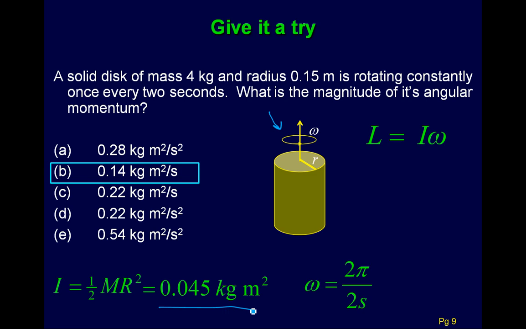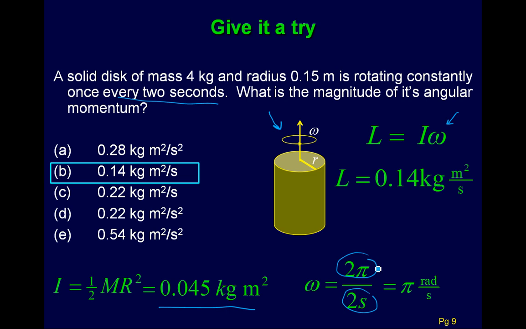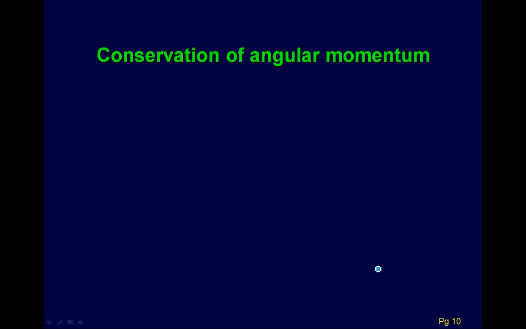Now the tricky part is you need to find out the omega, and here it's not given explicitly, but we tell you it rotates constantly once every 2 seconds. And so for omega, 1 revolution would be 2 pi radians, over 2 seconds, so that gives us a total of pi radians per second. Multiply those two together, I get 0.14 kilogram meter squared per second.